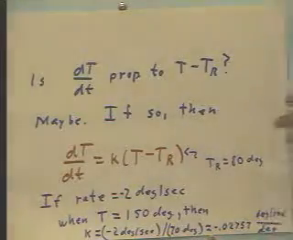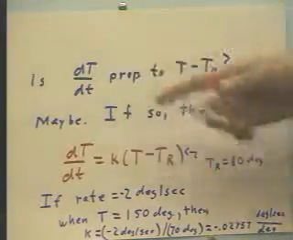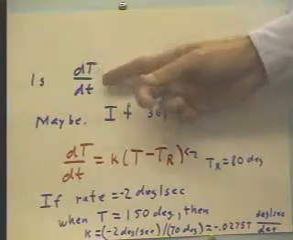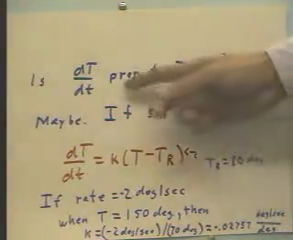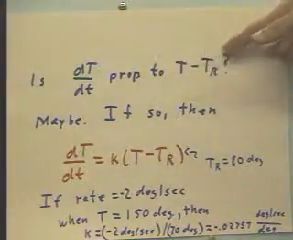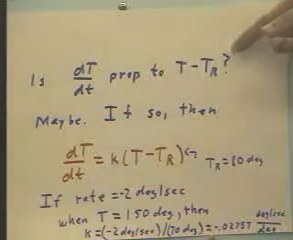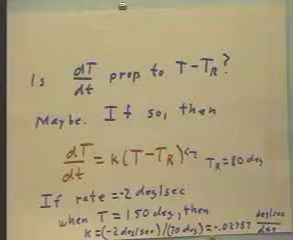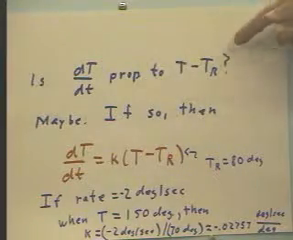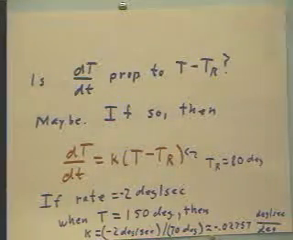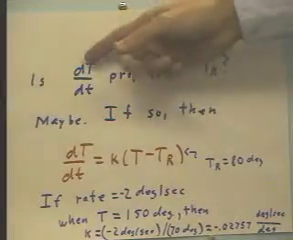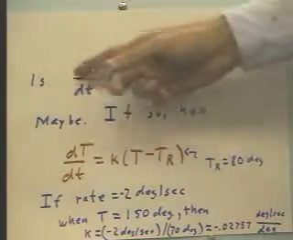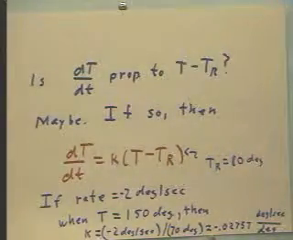We pose the question: is dT/dt, the rate of temperature change with respect to time, proportional to T minus T sub r, the temperature difference, the difference between washer temperature and room temperature? If it is proportional to T minus Tr, then we'll have a certain kind of equation that relates these two quantities. So the question is, would we expect it to be proportional?